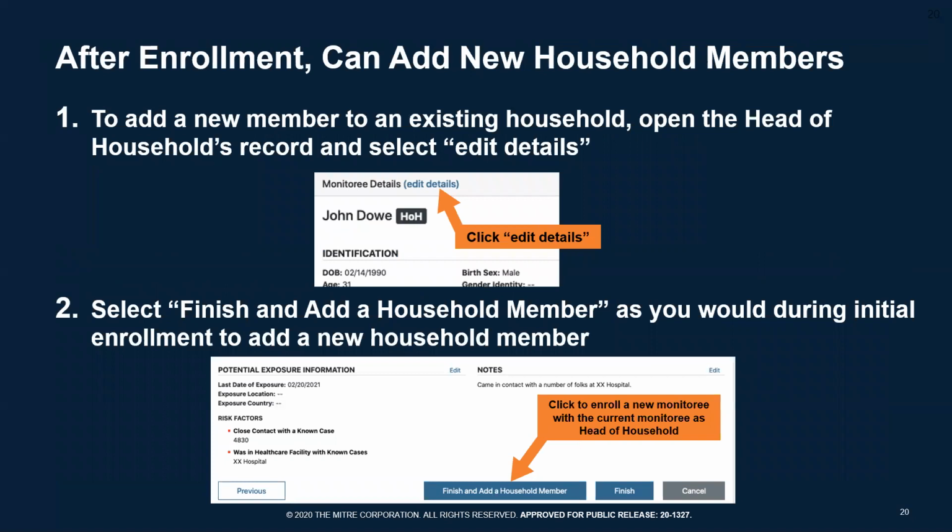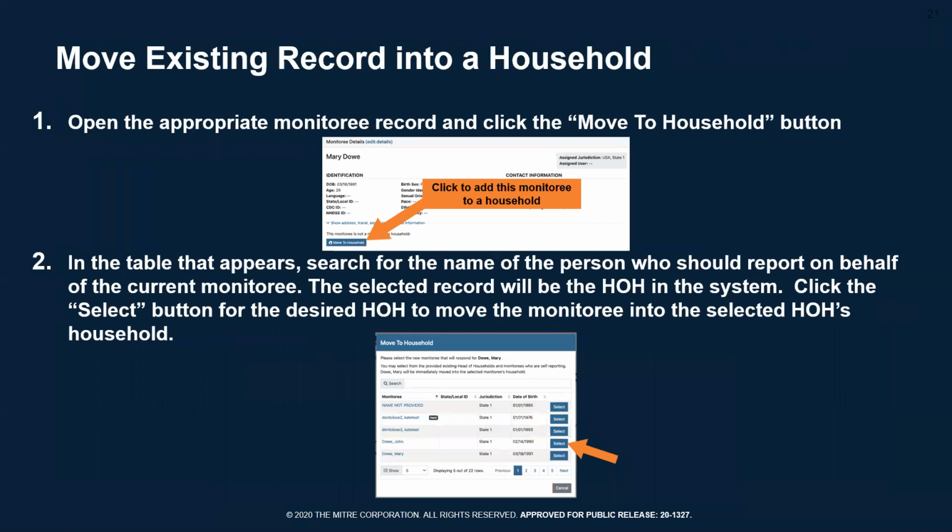If you want to add a new monitoree not already in Sara Alert to an existing household, go to the desired head of household's page and press the Edit Details link. Then scroll down to the bottom of the new page and you will have an option to enroll a new household member through the Finish and Add a Household Member button. If a monitoree already exists within Sara Alert and you want to add them to a household, go to that monitoree's page and select the Move to Household button. A dialog will appear prompting you to find the head of household that will be responsible for reporting on behalf of this individual. Search through the table of monitorees and click the Select button for the desired head of household.